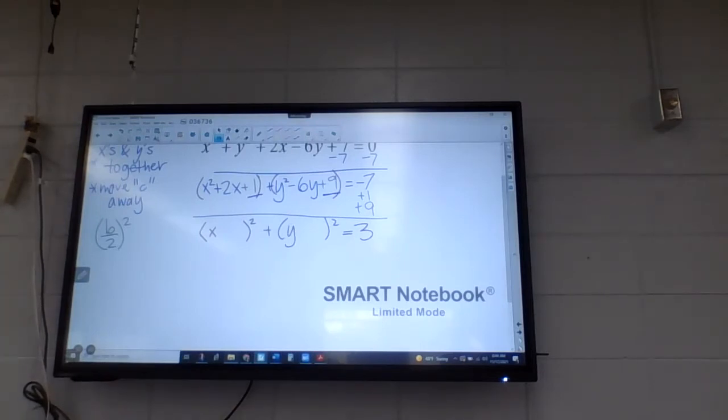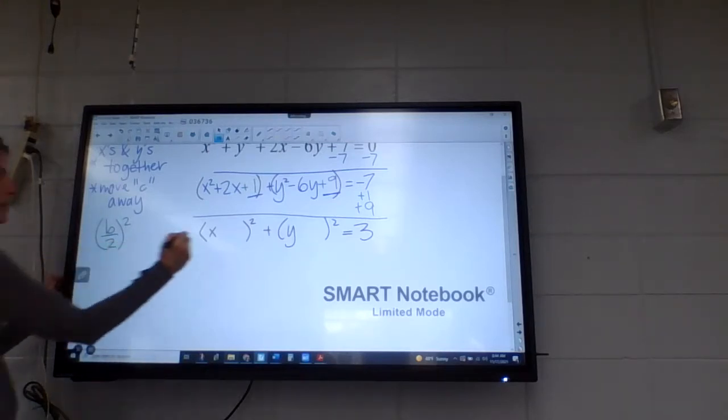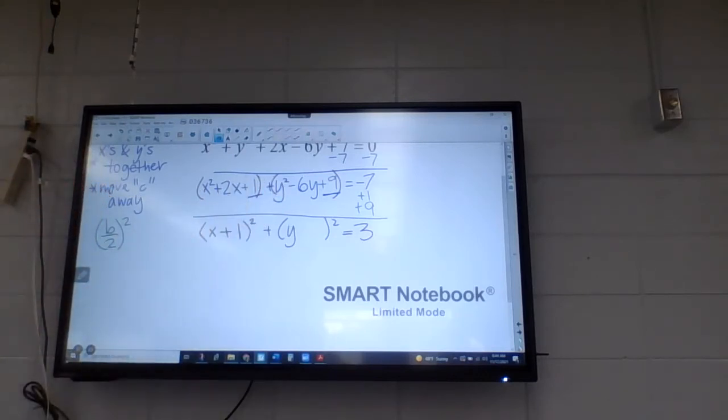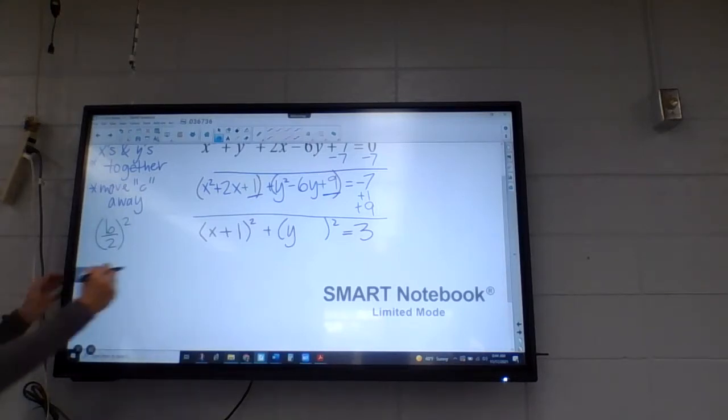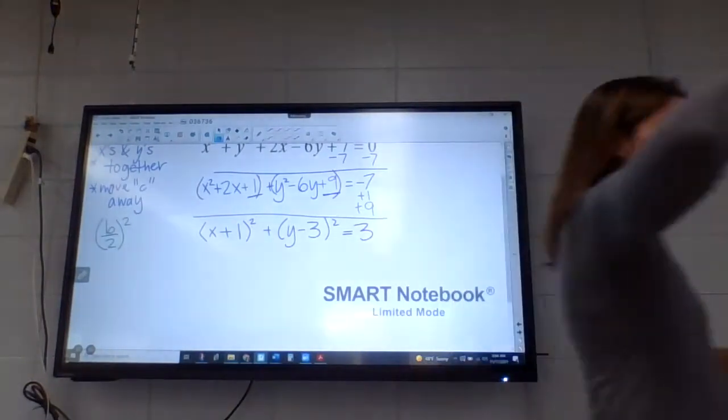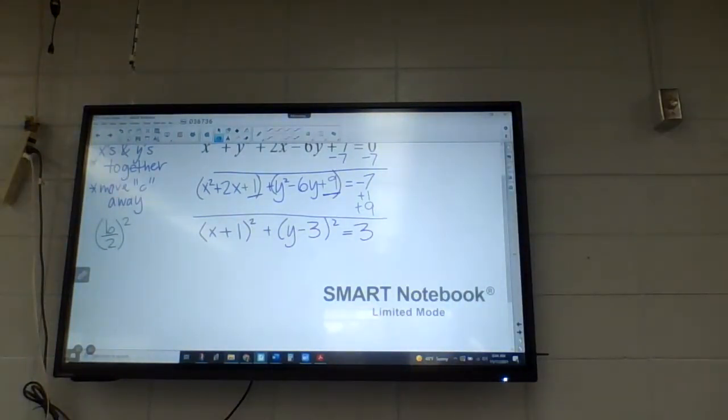So what multiplies to give me 1, but adds to give me 2? 1 and 1. What multiplies to give me 9, but adds to give me a -6? -3. So from that gibberish that we had up at the top, you guys were just able to write our equation now.